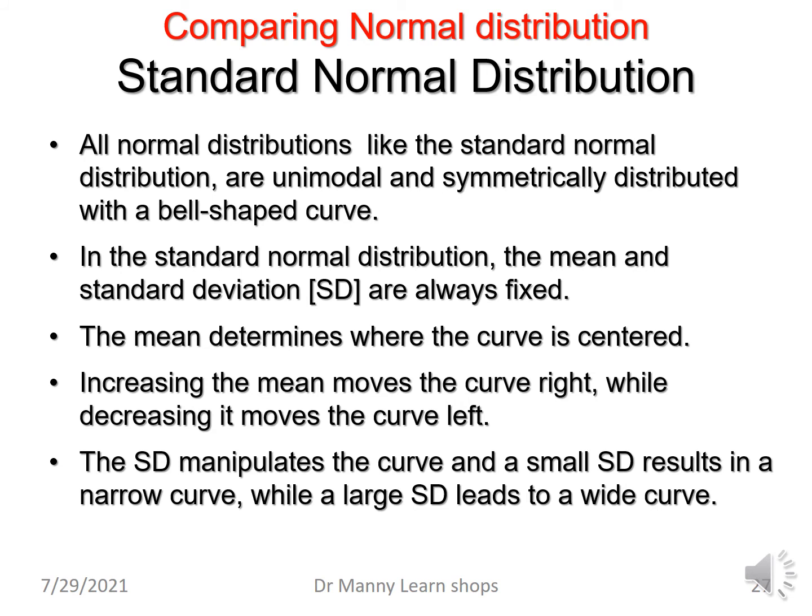When you compare normal distributions, all normal distributions, like the standard normal distribution, are unimodal and symmetrically distributed within a bell-shaped curve. In the standard normal distribution, the mean and standard deviation are always fixed. The mean determines where the curve is centered. Increasing the mean moves the curve right, while decreasing it moves the curve left. The standard deviation manipulates the curve: a small standard deviation results in a narrow curve, while a large standard deviation results in a wide curve.